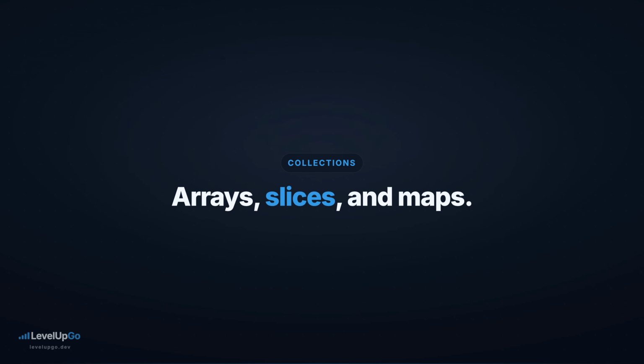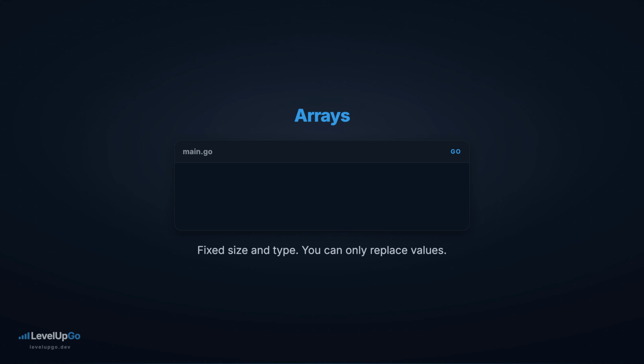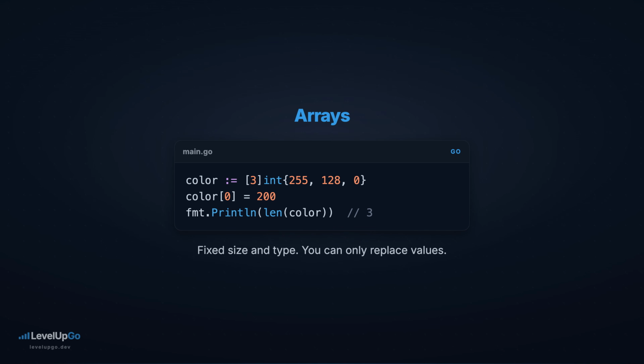Next, we will move on to collections. So we have arrays, slices, and maps. Let's start with arrays. So an array is a fixed length list of one type, and the index starts from 0. Here we have a color array that has 3 values. Then we replace the first value in the array with 200, and after that we print the length of the array using the len keyword.